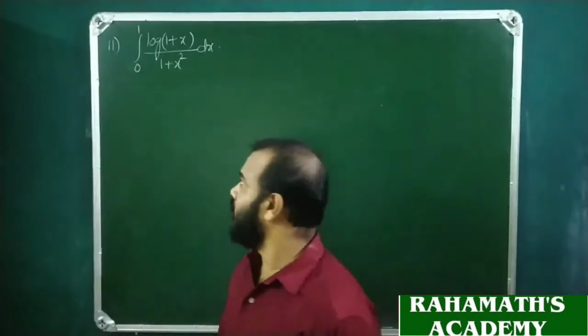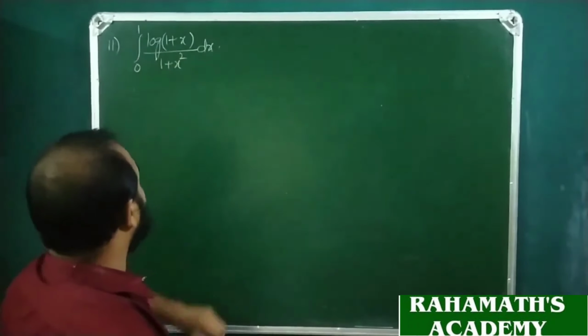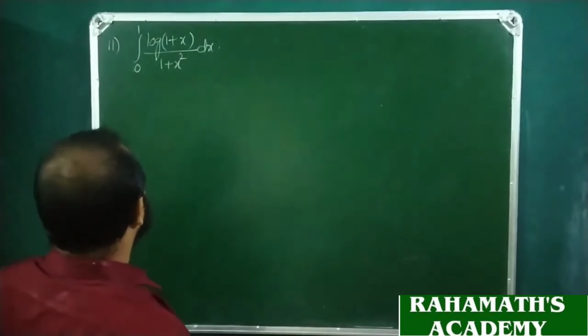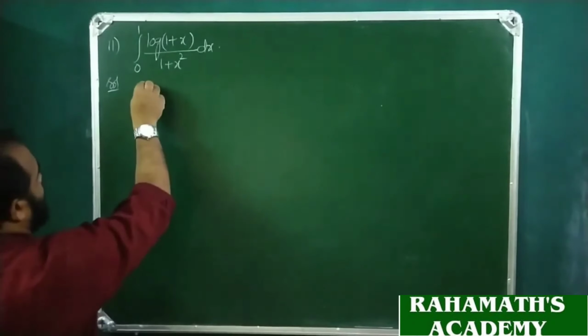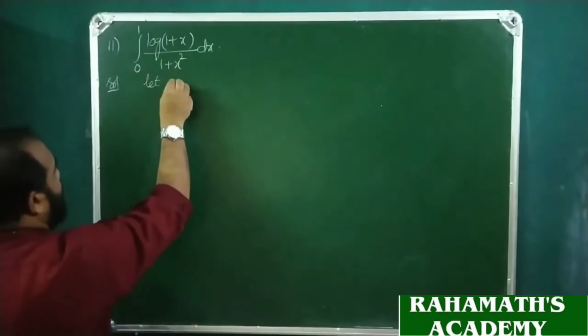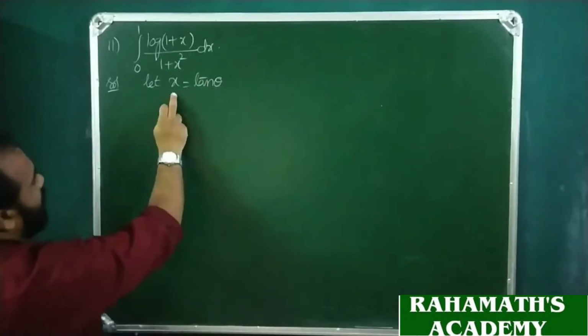Continue from where we stopped yesterday. So 11th question: integral 0 to 1 of log(1 plus x) by (1 plus x square) dx. First and foremost, let us take a substitution. Let x equal tan theta.